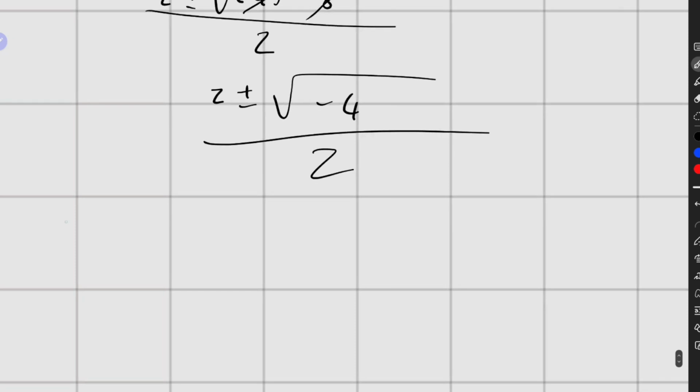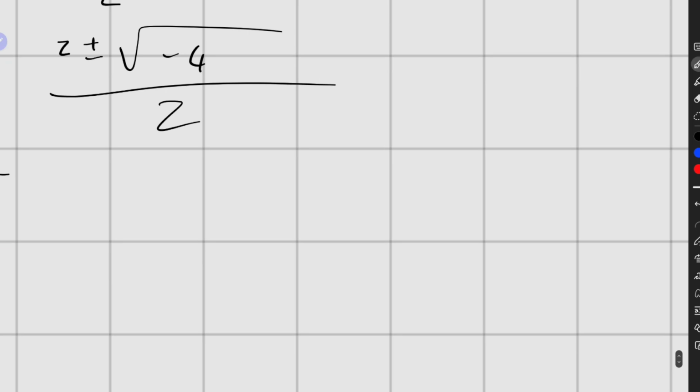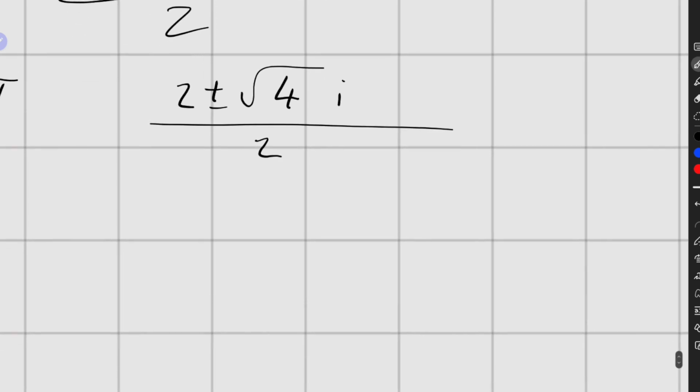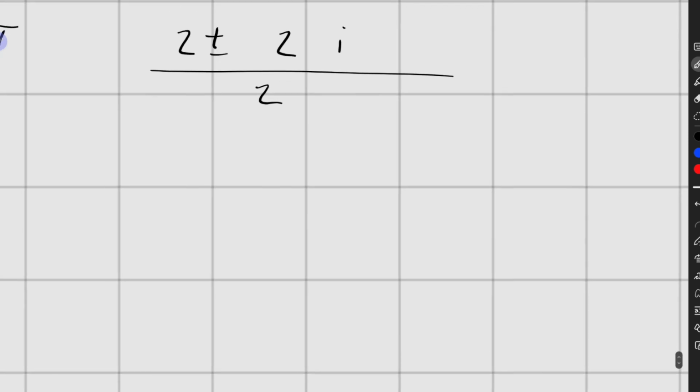So, remember i equals the square root of negative 1. So we're going to write this equation in a different way: 2 plus or minus the square root of 4 times the square root of negative 1, divided by 2. Now the square root of negative 1 is i. So instead of writing the square root of negative 1, we are just going to put an i in there. And that's your answer: 2 plus or minus the square root of 4 i, divided by 2. Obviously we can simplify this down a bit more. You can factor out 2.